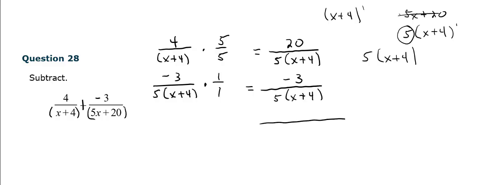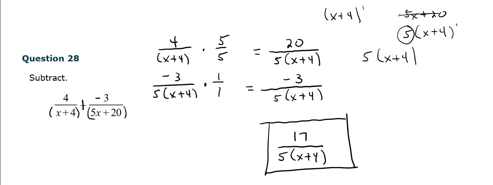Now we combine like terms. So we have 20 plus negative 3, which is 17, and that's over our common denominator, 5 times the quantity x plus 4. So that would be our final answer.